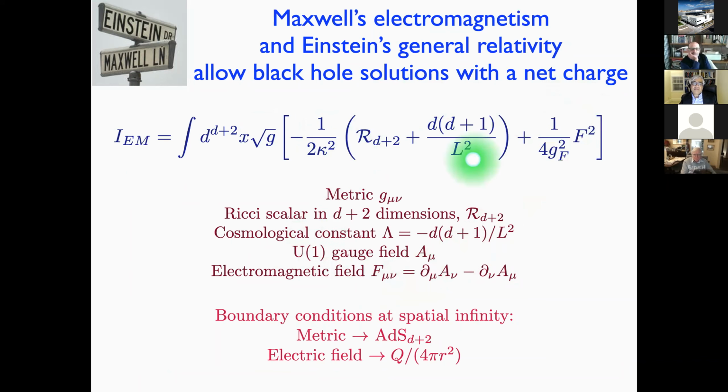And you solve these equations, the Euler-Lagrange equations of this action, with spherical symmetry, with some boundary conditions, that the electric field at infinity is some net charge over 4 pi r squared. The metric also, as you go out, if this cosmological constant is negative, is not Minkowski but AdS, but that's not so important, at least for our discussion today.